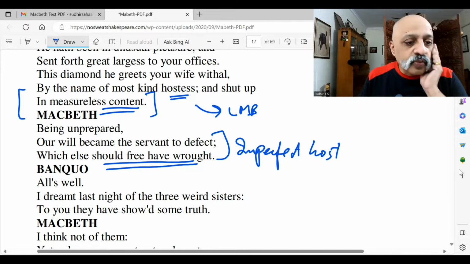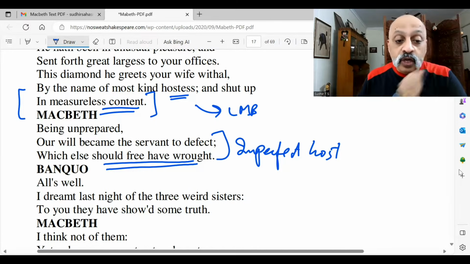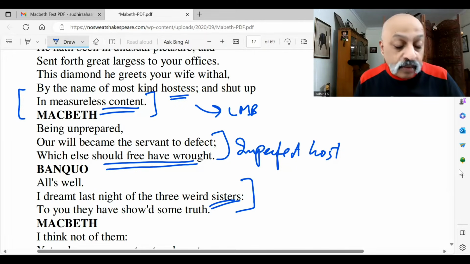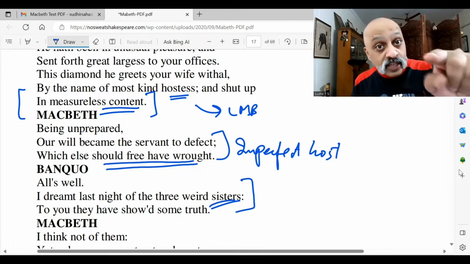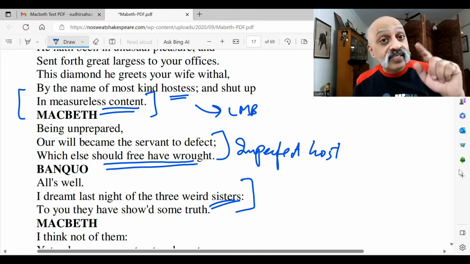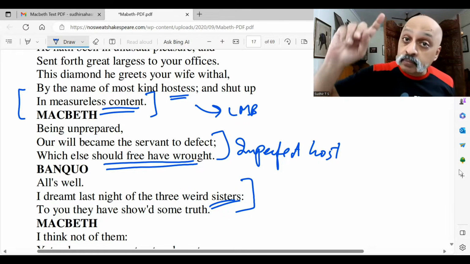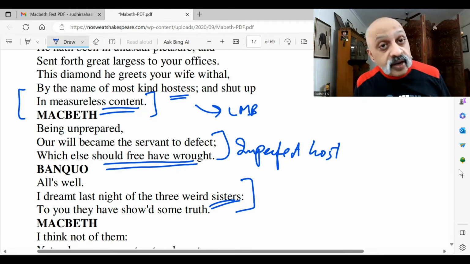So Banquo says, all is well. I dreamt last night of the three weird sisters. To you, they have shown some truth. So he says, कल रात मेरे सपने में the three witches came, right? Some of what they told have come true as far as you're concerned. Why? Because they said their second prophecy was that he will become the Thane of Cawdor, and वो indeed Thane of Cawdor बन गया था.